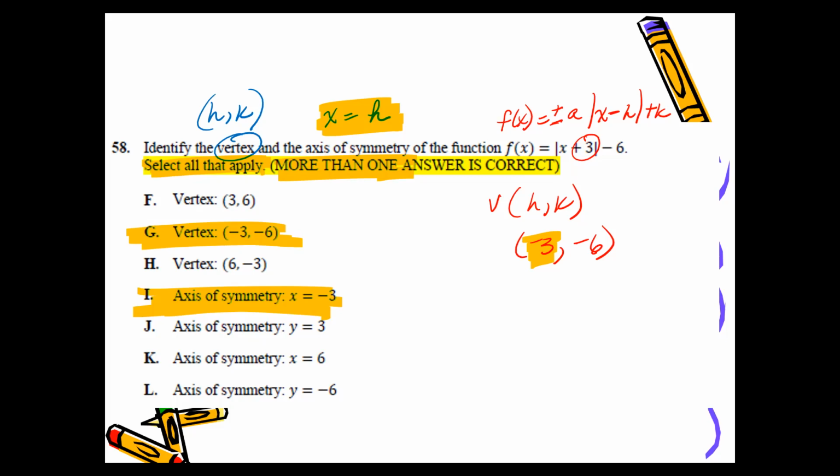So fill out your exit ticket. That's your plan for this weekend. Yeah, make sure you study for the final.